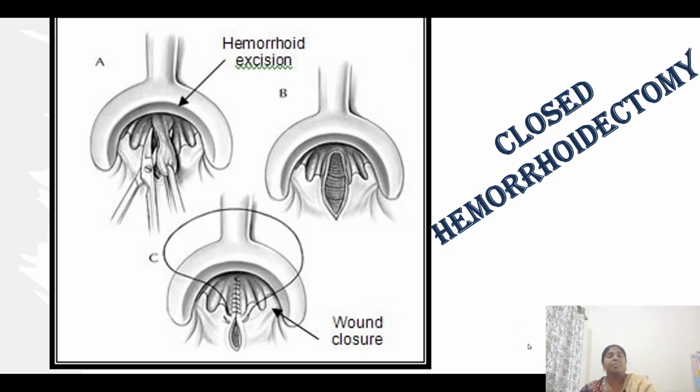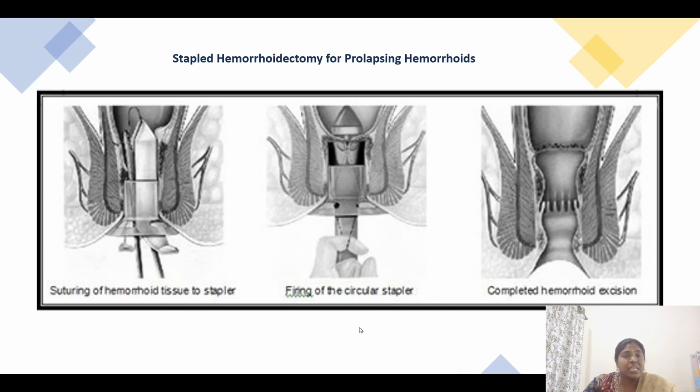Then closed hemorrhoidectomy. In closed hemorrhoidectomy, they are doing hemorrhoid excision, meaning removal or cutting of the hemorrhoids beneath, in this region, and after that they are going to suture this line, leading to wound closure. Then stapled hemorrhoidectomy for prolapsing hemorrhoids. Prolapsing means already thrombosed, foul smelling, which already has blood clots. For those types, we will advise this one, that is suturing the hemorrhoid tissue with a stapler.